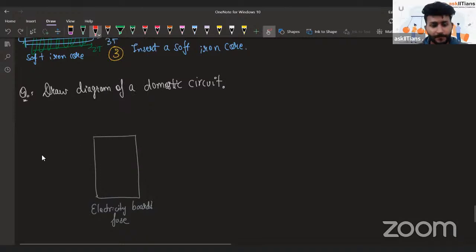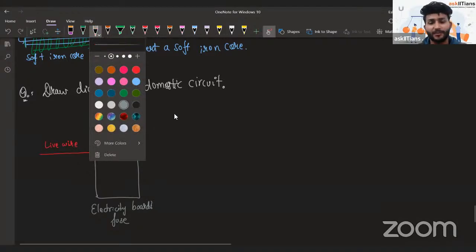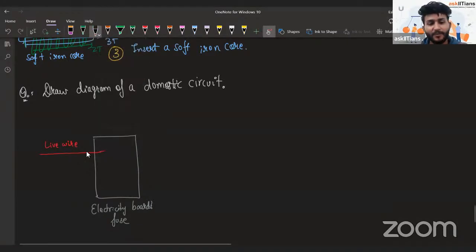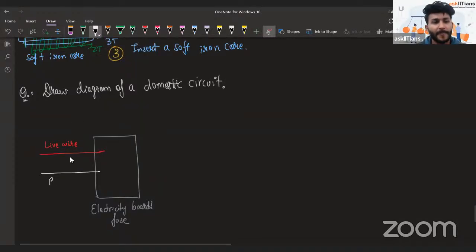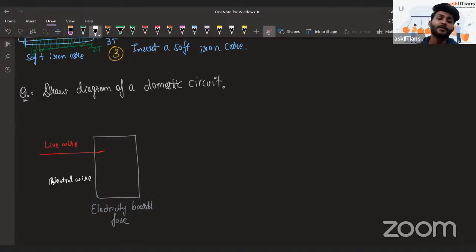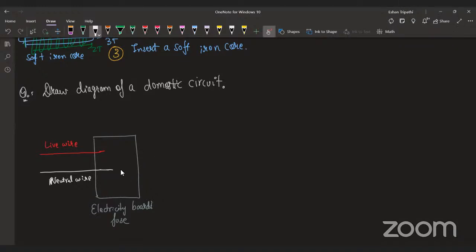So let's draw this. That is going to be red in color. This is the live wire. And what's the color of the neutral wire? I cannot draw this over here. It's black, but if I draw black, you will not be able to see. So I'm drawing it in white, but please notice it's black. It's the neutral wire. So live wire is like the positive terminal and neutral wire is the negative terminal. Now, in which one of them is the fuse connected? Live or neutral wire? So live. Yeah, so this also you need to remember.